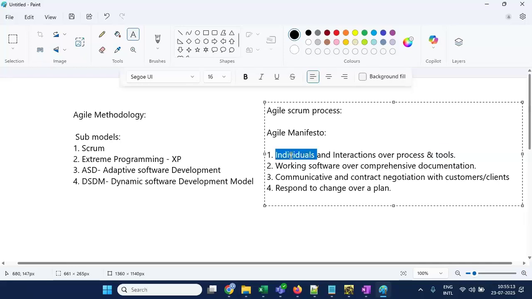You have to be individually interactive over process and tool, whatever they request. Even the development team will ask you to follow some process or use some tool. Even in agile, I may draw some flow diagram, but if the company asks you to go on a particular process, you have to implement that particular process only. So that's why the first point represents individuals and interactions over process and tools, whatever the product owner has asked of you.